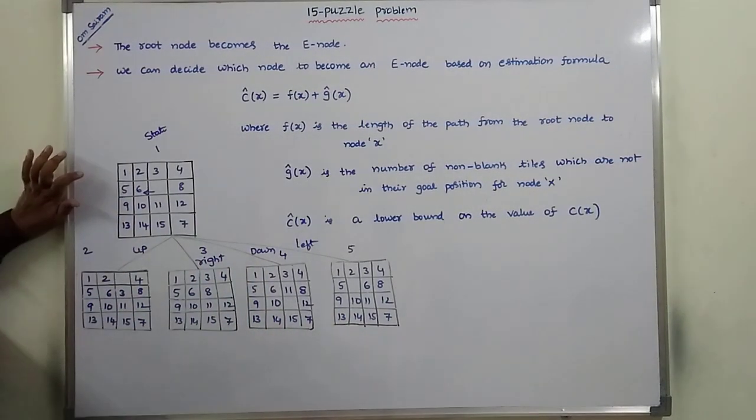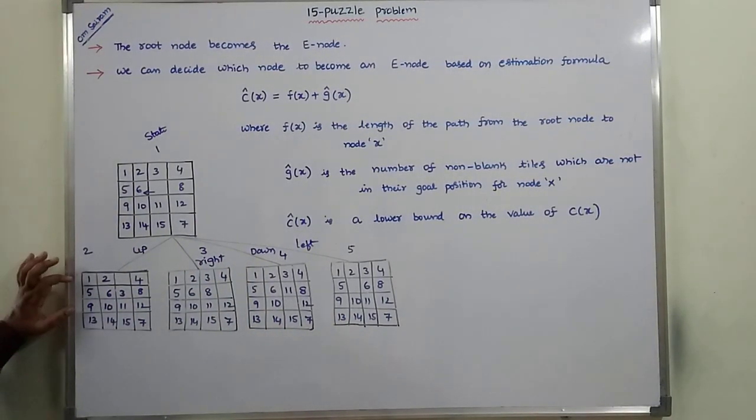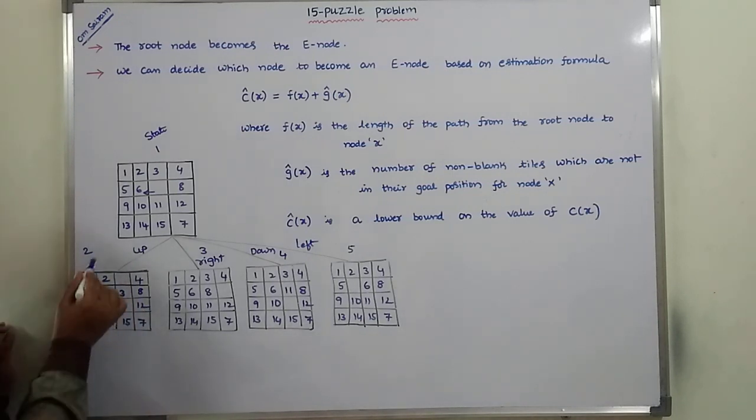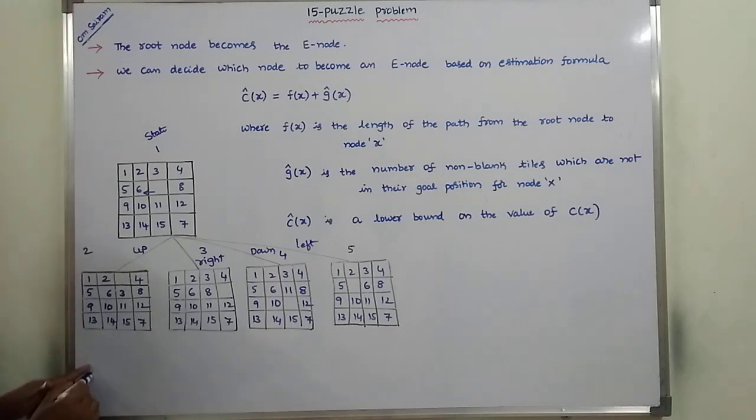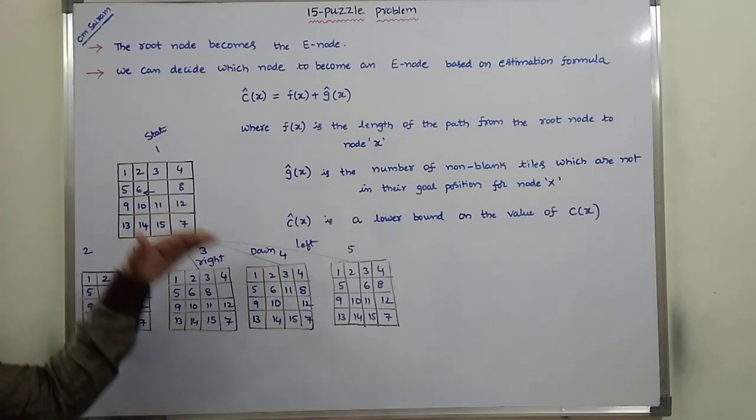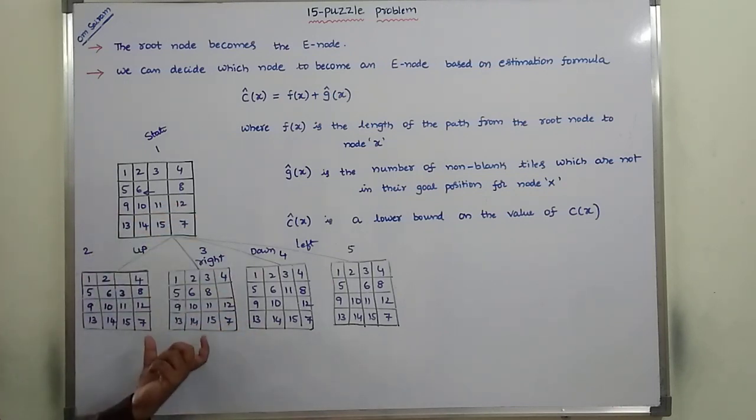Next one, next we are taking this new arrangement. Again, the empty slot. What are the possibilities of movement of the empty slot? Those moves can be denoted in this way. So in this way, we are getting the state space tree in various levels. Finally, where do we stop?